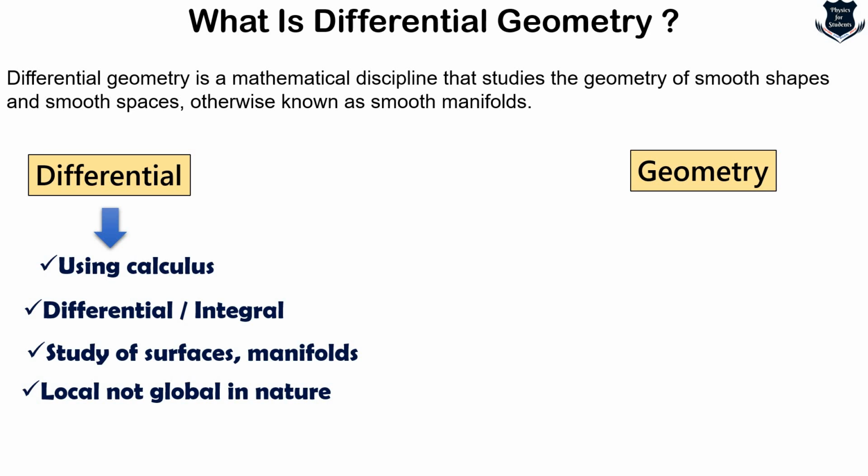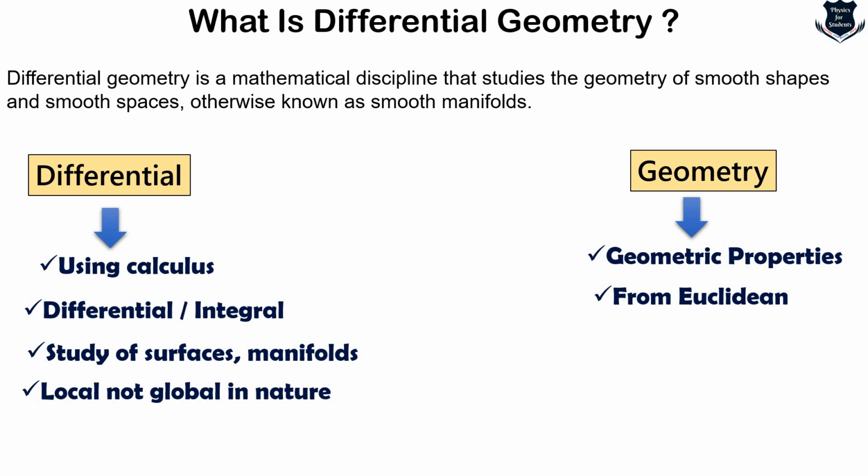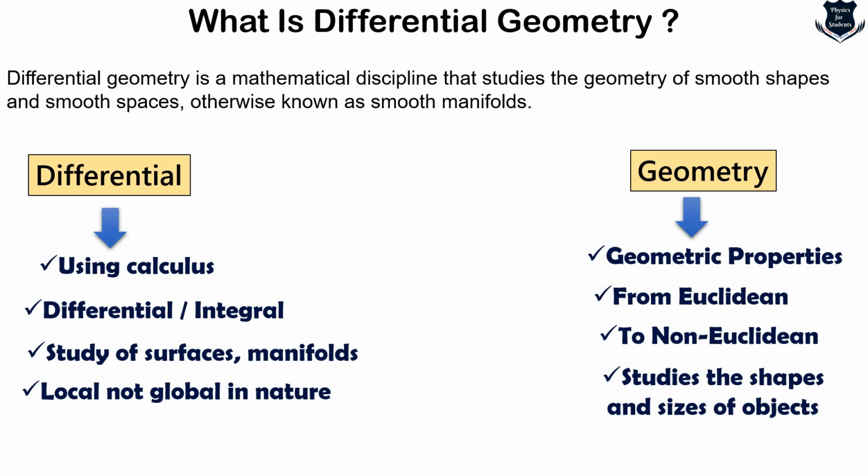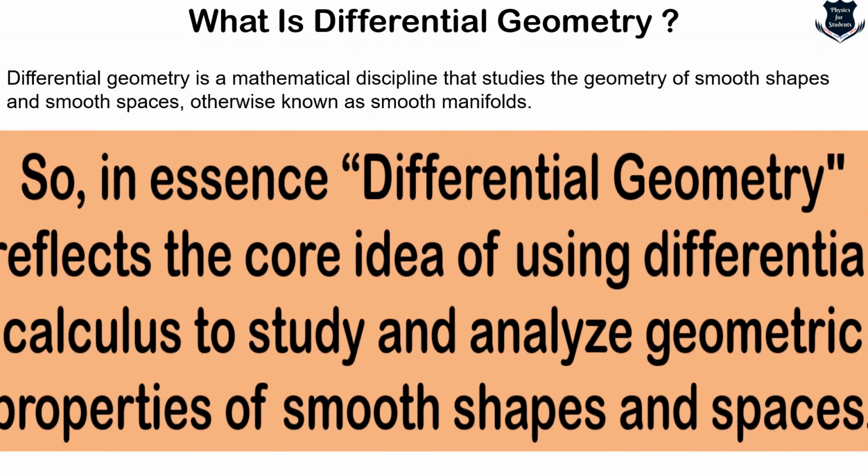We come to the next word, which is geometry. That means it will deal with geometric properties. We will start with the Euclidean properties, which get extended to the non-Euclidean part, and that is where differential geometry comes in, and it also helps to study the sizes and shapes of these objects. So differential geometry is about using calculus, differential and integral methods, and studying local geometrical properties from Euclidean, which get extended into non-Euclidean. So here is a comprehensive definition.